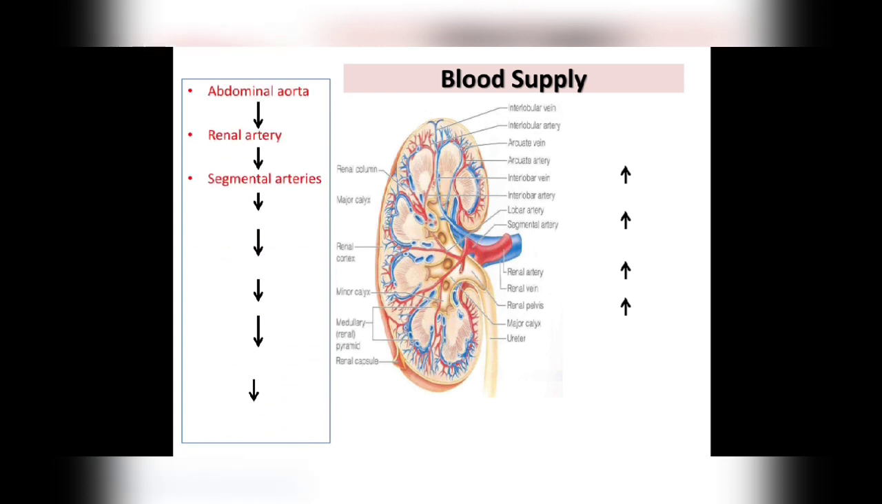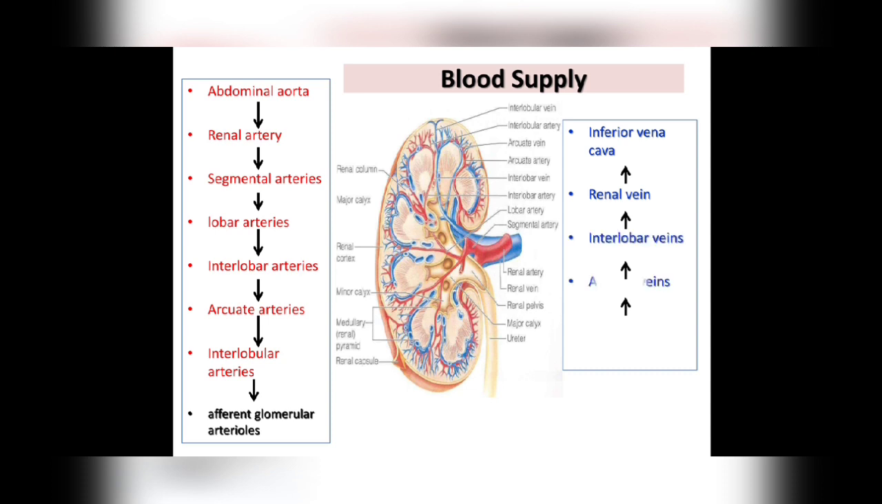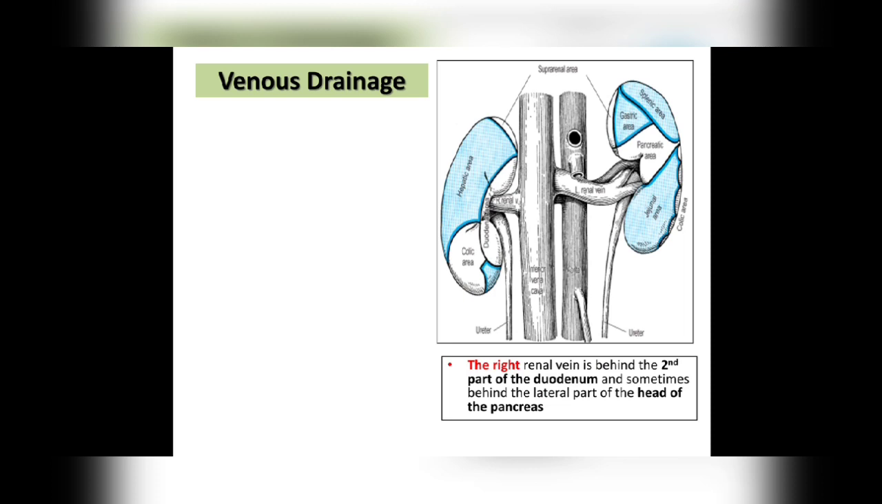Blood supply of the kidney: from the abdominal aorta to the renal artery, to segmental arteries, then lobar arteries, interlobar arteries, arcuate arteries, interlobular arteries, and afferent glomerular arterioles. Venous drainage: interlobular, arcuate, interlobar veins, renal vein, inferior vena cava.